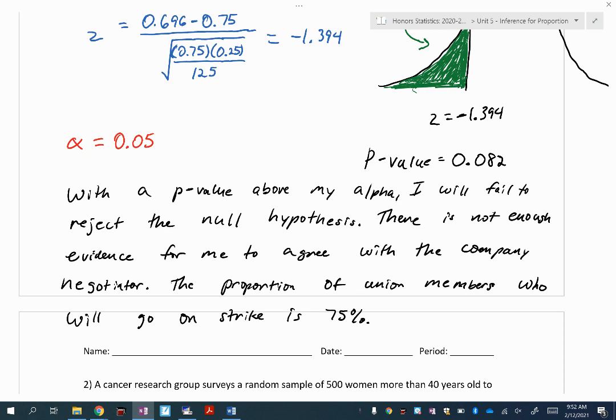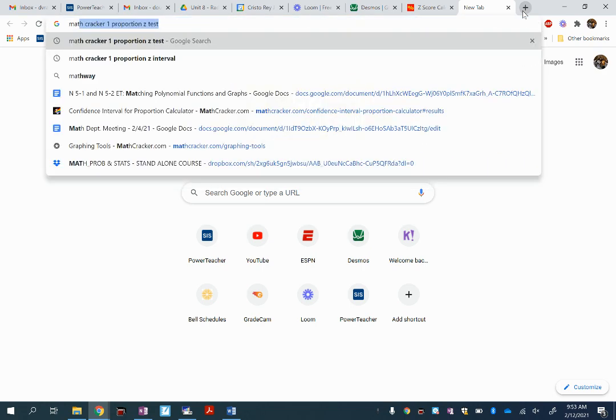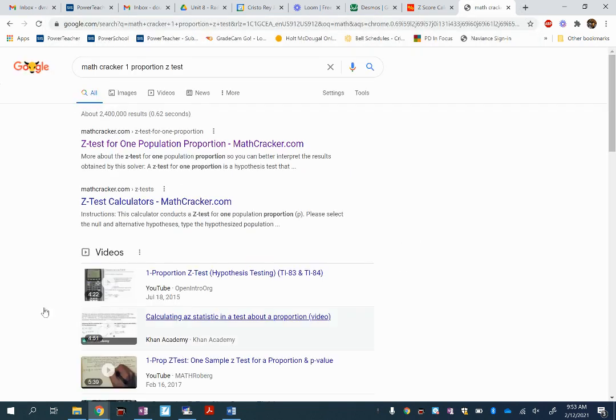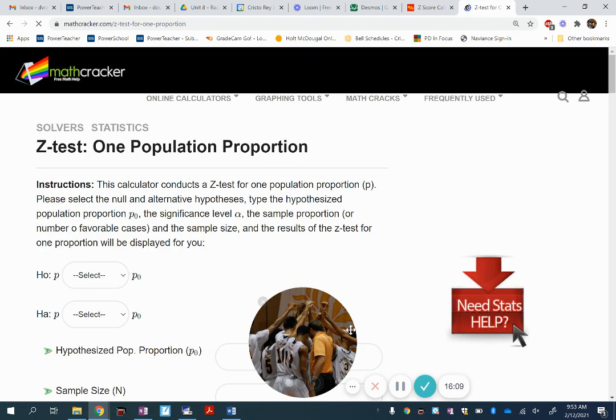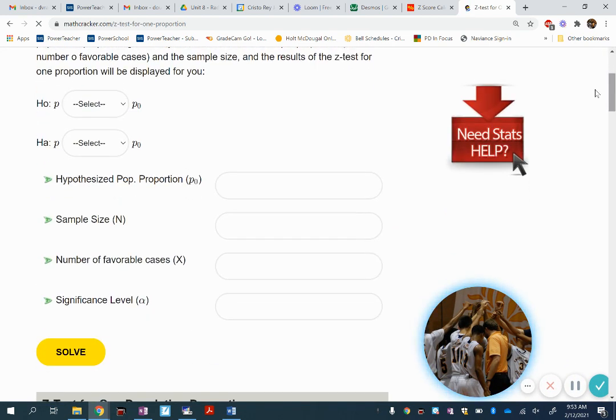Now I want to see, I don't know, yesterday it didn't work, so I'm going to try again today. I want to go to this website, MathCracker, which does the test for you. And I want to see if today it'll work, maybe. Let's see. MathCracker. One proportion z-test. All right, let's see if it'll work. Okay, so at least we can set it up even if it doesn't work.